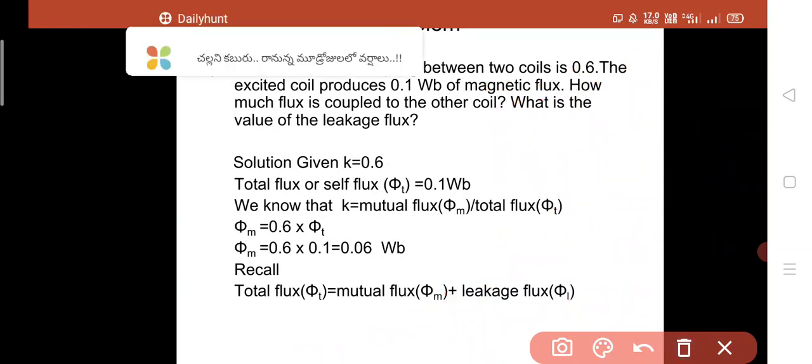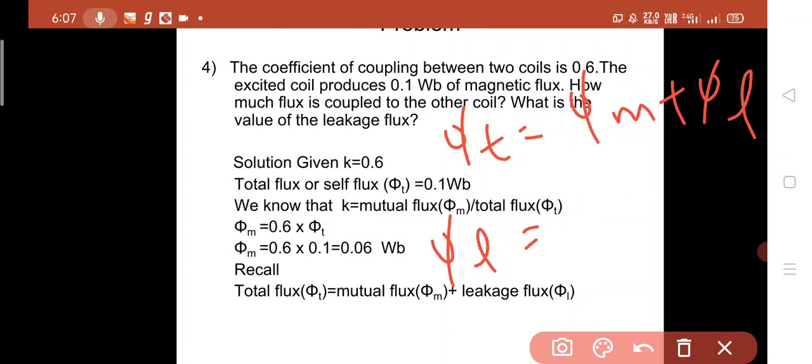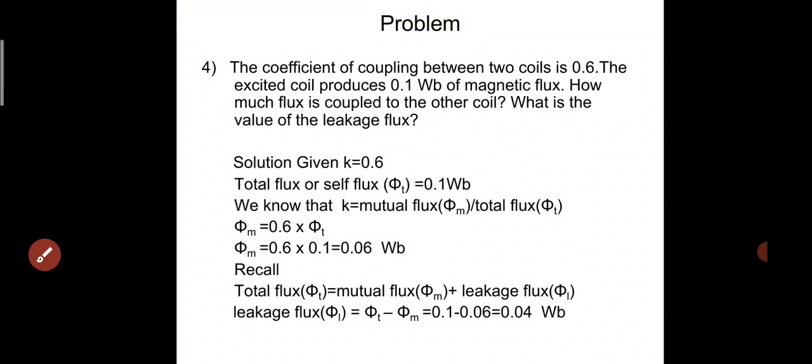Total flux phi T is equal to mutual flux phi m plus leakage flux phi L. So the leakage flux phi L is equal to total flux minus mutual flux. So phi L is equal to 0.1 minus 0.06, so it is equal to 0.04 Webers.